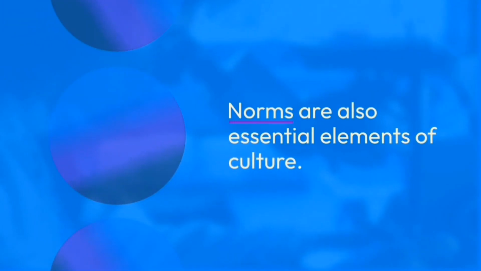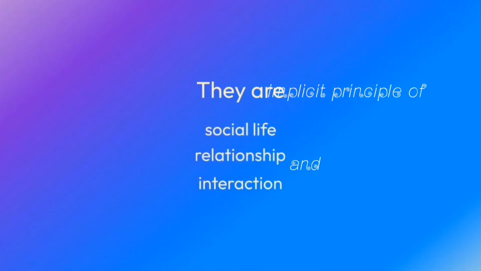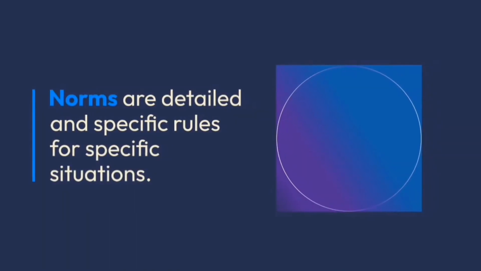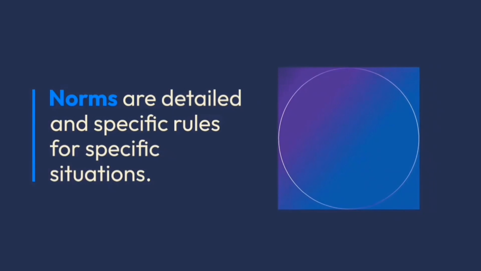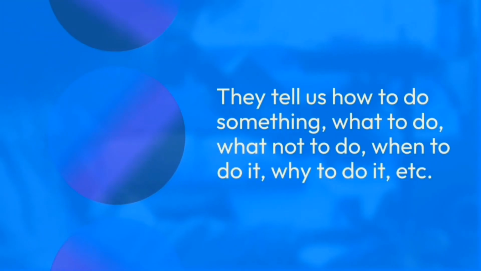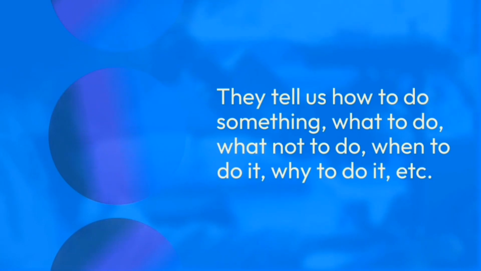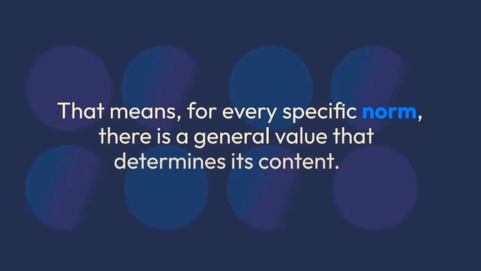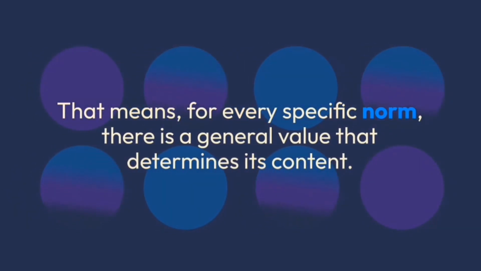4. Norms. Norms are also essential elements of culture. They are implicit principles for social life, relationship, and interaction. Norms are detailed and specific rules for specific situations. They tell us how to do something, what to do, what not to do, when to do it, why to do it, etc. Norms are derived from values. That means, for every specific norm, there is a general value that determines its content.